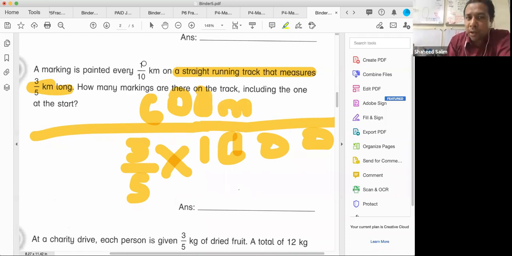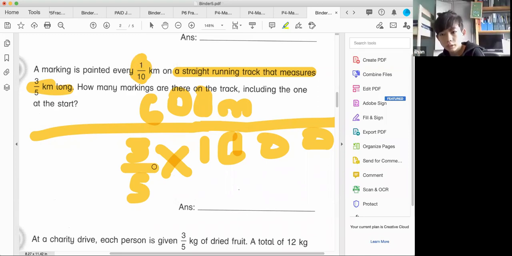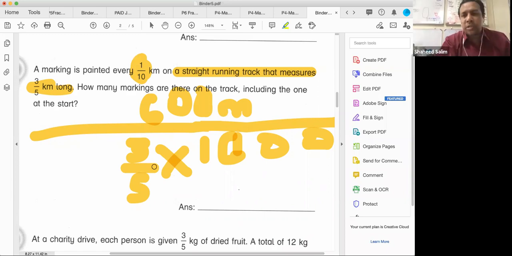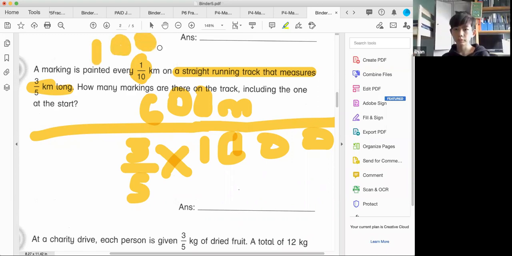You see now, if I change to whole numbers, you can do it. What is this in meters? Can you check? 1 over 10 times 1,000. What is it? 1 over 10 times 1,000. 100 meters, not 10 meters.